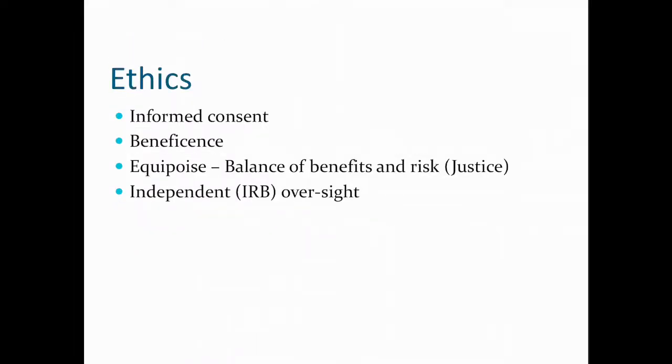Last but not least, we have ethics. So we have informed consent, beneficence, equipoise, which is the balance of risk and benefits, risk judgment, and then independent IRB oversight, the institutional review board. All these are in place. You have to get an IRB in order to conduct studies to make sure that everything that's going on is ethically sound and correct, and nothing can hurt the individuals. There are plenty of examples throughout history where ethics comes into play with study designs. We won't get into all those, but know that ethics does play a part in research, and it has to be accounted for.